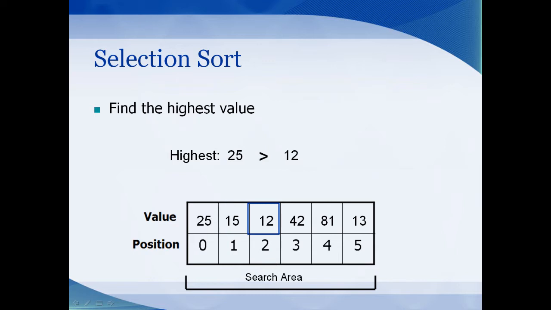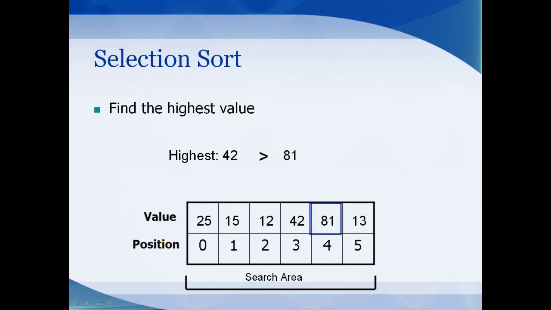Let's check the next number, 12. That's also a true statement, so we don't need to do anything. Now we're going to get to the number 42. And since we found a number larger than 25, this gives us a false statement. 25 is no longer the largest number. Since what we're looking for is the largest number, we simply set our variable to the new value of 42.